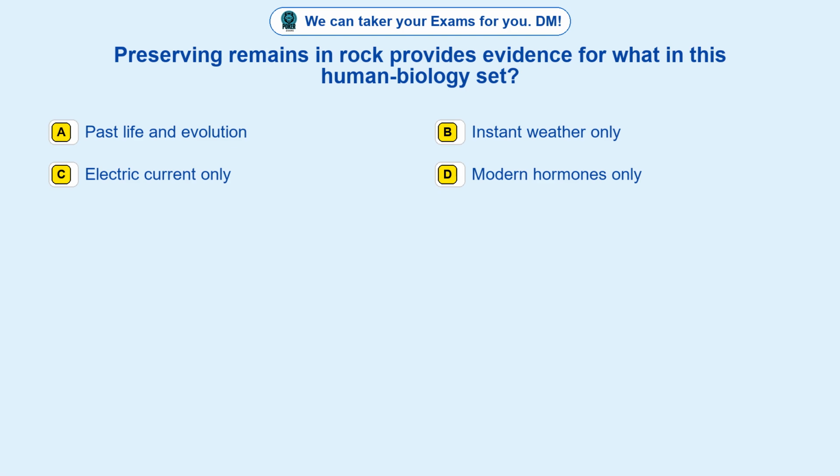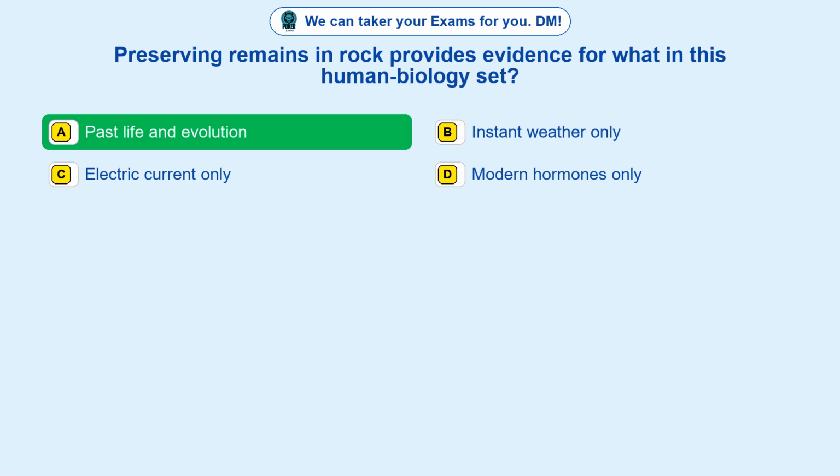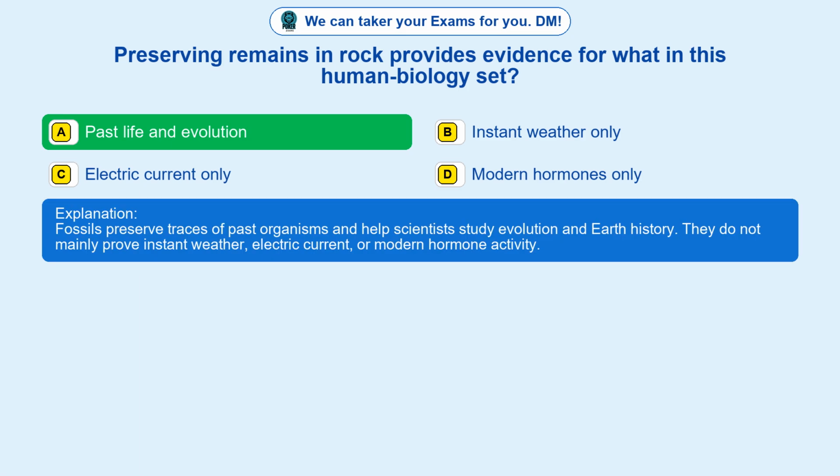Question 95. Preserving remains in rock provides evidence for what in this human biology set? Option A, past life and evolution. Option B, instant weather only. Option C, electric current only. Option D, modern hormones only. The correct answer is option A. Past life and evolution. Fossils preserve traces of past organisms and help scientists study evolution and Earth history. They do not mainly prove instant weather, electric current, or modern hormone activity.